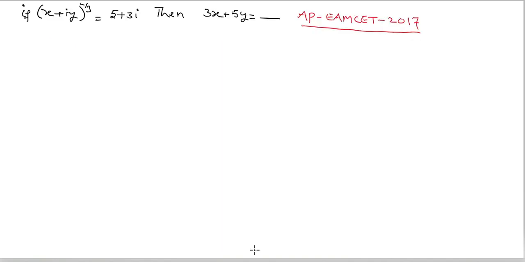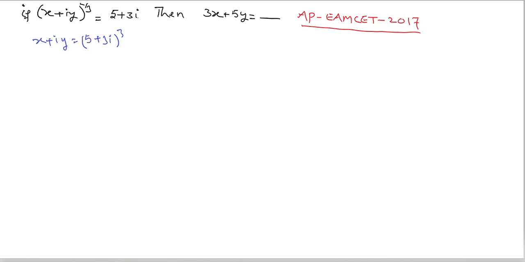If (x + iy) whole power 1 by 3 is equal to 5 + 3i, then 3x + 5y is equal to dash. This is APM set 2017 question. Here is given (x + iy) whole to the power of 1 by 3 is equal to 5 + 3i. So now x + iy is equal to (5 + 3i) whole cube.